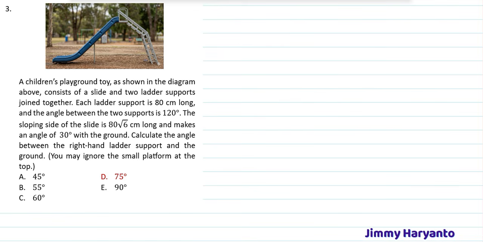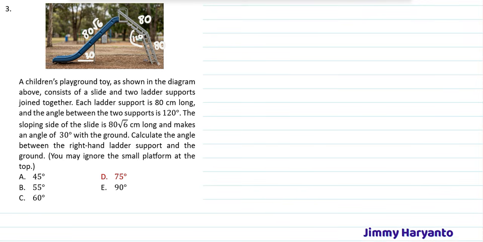Okay, next is question C. Question 3. A children's playground toy, and so on. Each ladder support is 80 centimeters long. So this one is 80, this one also 80. And then the angle is 120 right here. And then the sloping side is 80 square root of 6. And the angle is 30 degrees with the ground.